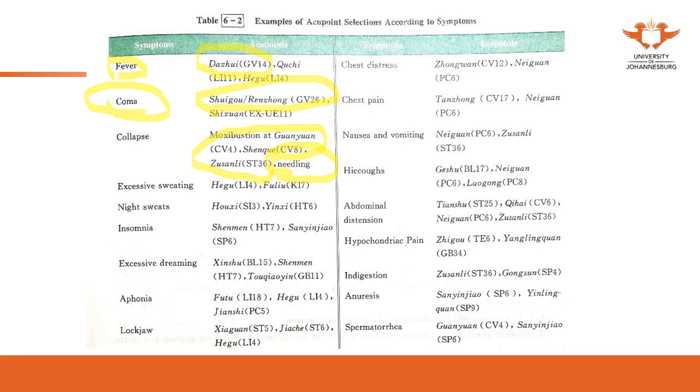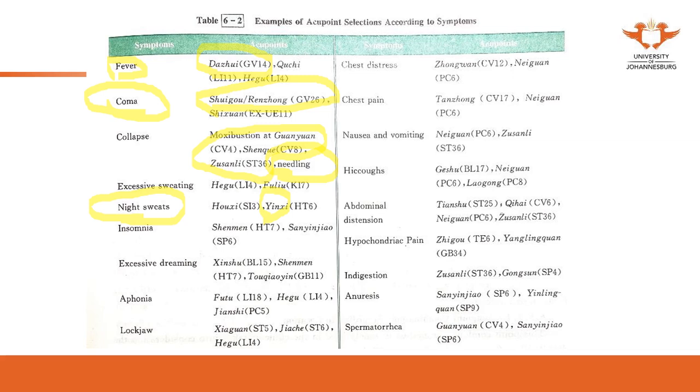Excessive sweating, large intestine 4, kidney 7. Night sweats, Sanjiao 3, Yinxi, heart 6. Yin, night sweats, yin deficiency. Why can we use Yinxi? As you can see, this yin is the same as yin deficiency. So you can use heart 6.